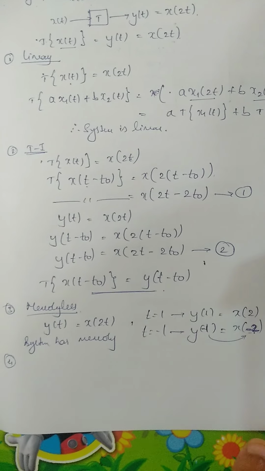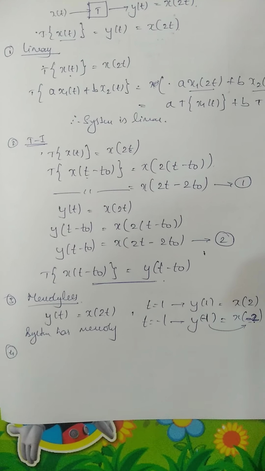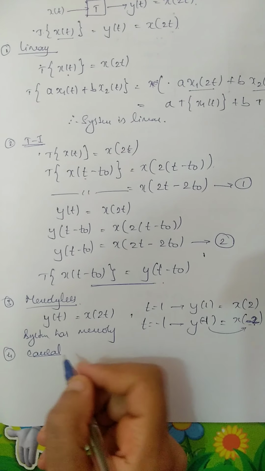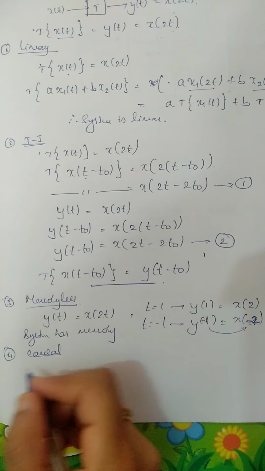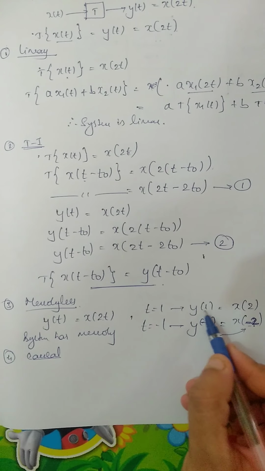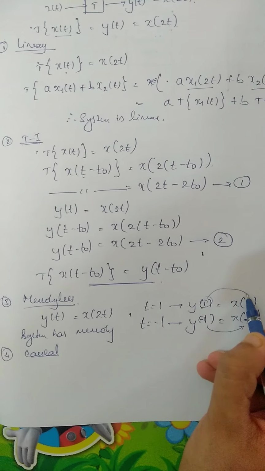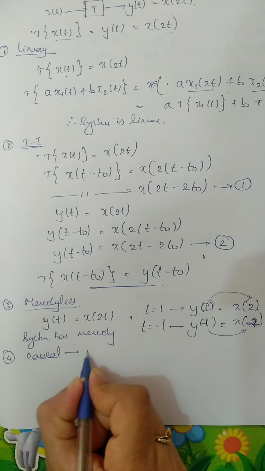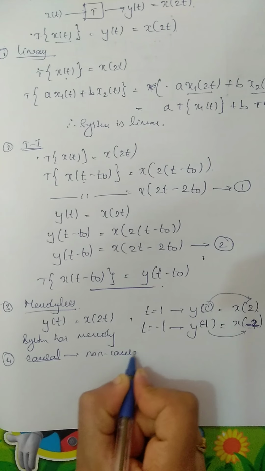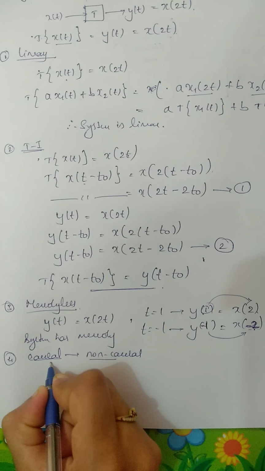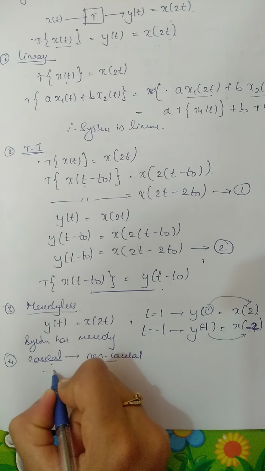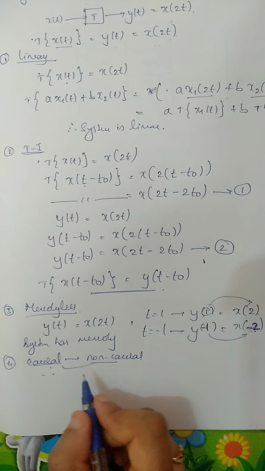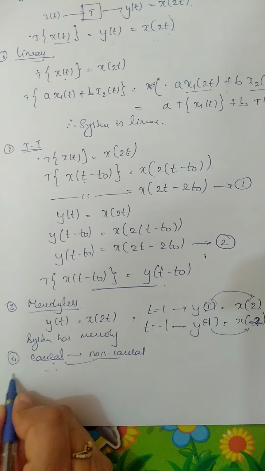Then the next property is causality, whether the system is causal or not. Causal means the output should not depend on future values of the input, right? You are taking x of 1 and we need to check x of 2. It depends on a future value. So the system is non-causal. If it is to be causal, it should only depend upon the past and present values. If it depends on a future value, then it is non-causal. So the system is non-causal.